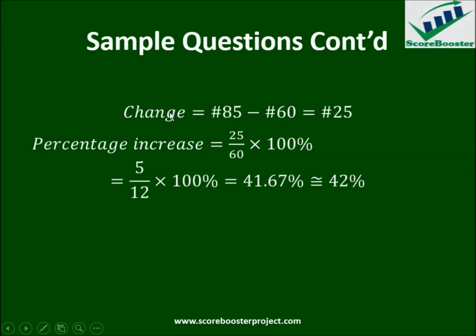So the change is the difference between the initial value and the current value. So 60 minus 85 naira gives 25 naira. Now the percentage increase is the change divided by the initial value times 100%. When you divide both the numerator and denominator by 5, 25 divided by 5 gives 5, and 60 divided by 5 gives 12. So 5 over 12 times 100% equals 41.67%, which is approximately 42%.